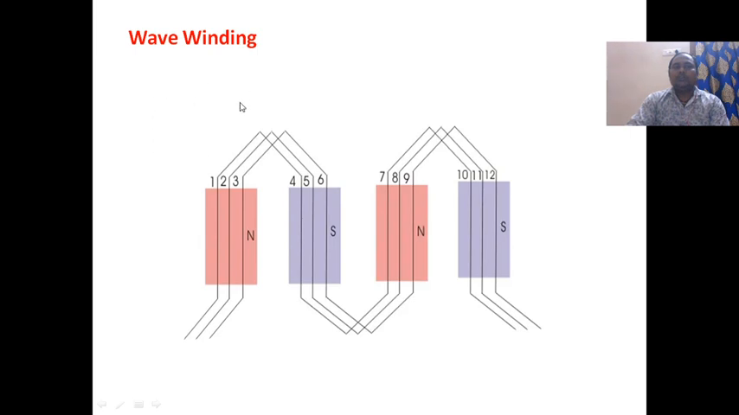Now please observe the wave winding. Here there is no closed path. This is just like a wave shape. Winding 1 is connected to 4, 2 to 5, 3 to 6. At the bottom, 6 is connected to 9, 5 is connected to 8, 4 is connected to 7. So this is just like a wave, and we call this a wave winding.